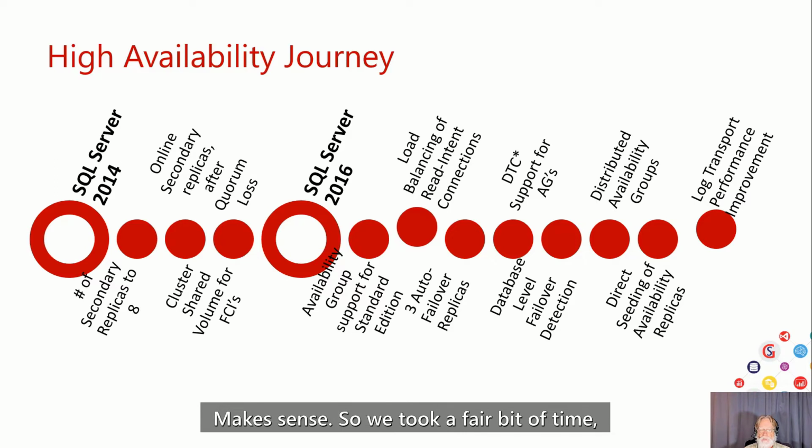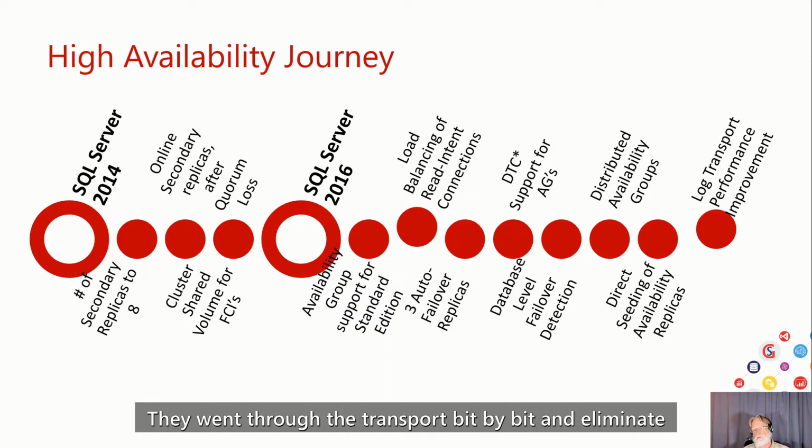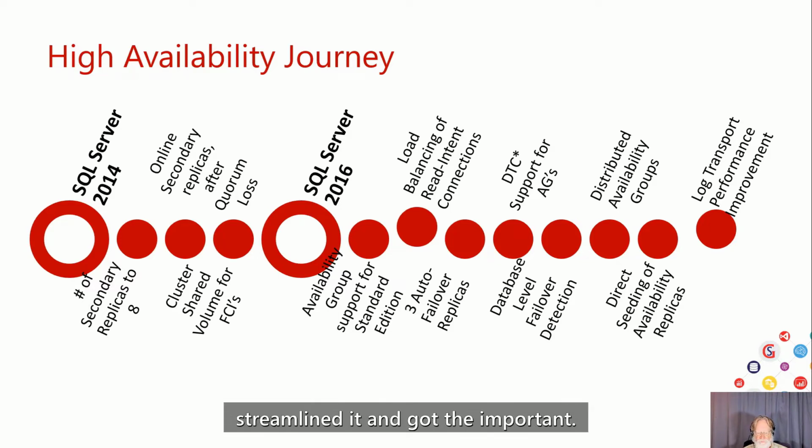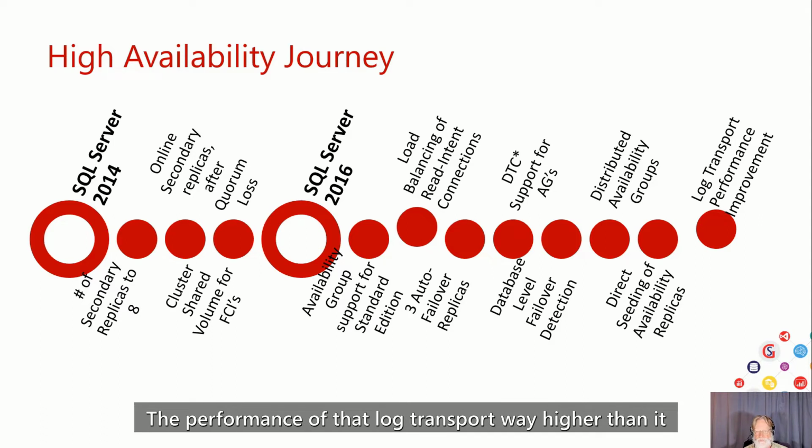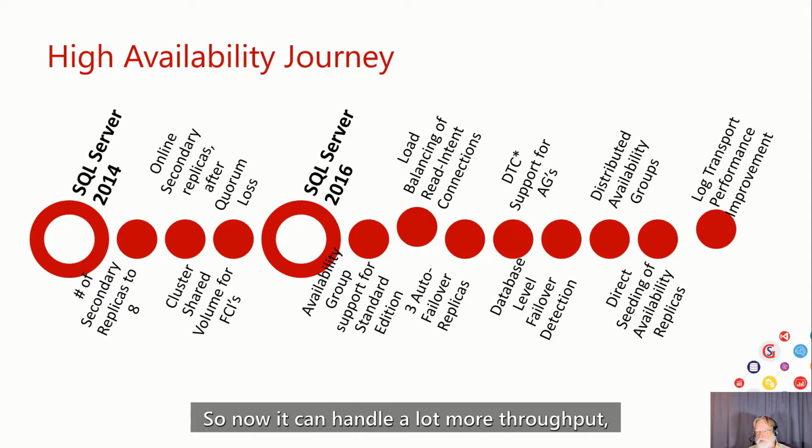Makes sense. So we took a fair bit of time, took the team that works on that transport. They went through the transport bit by bit and eliminated all the context switches we possibly could and massively streamlined it and got the performance of that log transport way higher than it had been. So now it can handle a lot more throughput, volume, and speed.